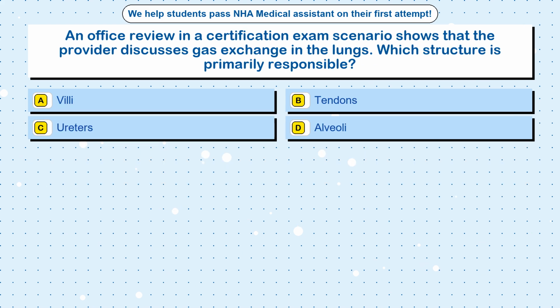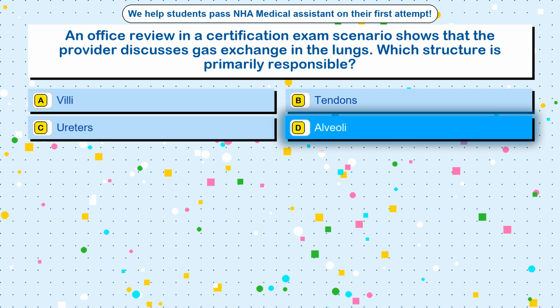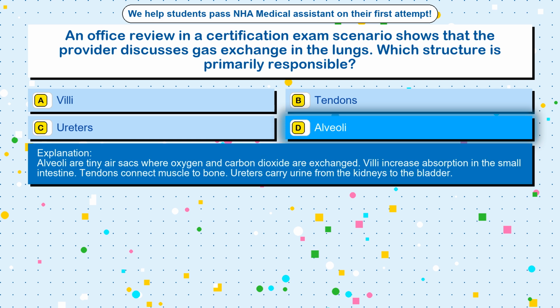Question 63. An office review in a certification exam scenario shows that the provider discusses gas exchange in the lungs. Which structure is primarily responsible? Option A, villi. Option B, tendons. Option C, ureters. Option D, alveoli. The correct answer is option D, alveoli. Alveoli are tiny air sacs where oxygen and carbon dioxide are exchanged.